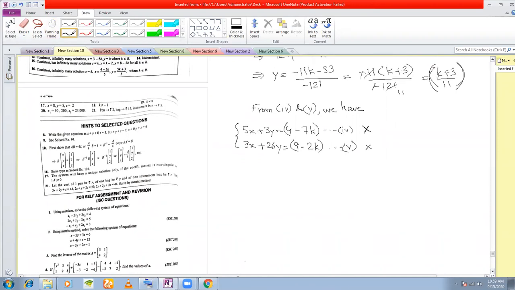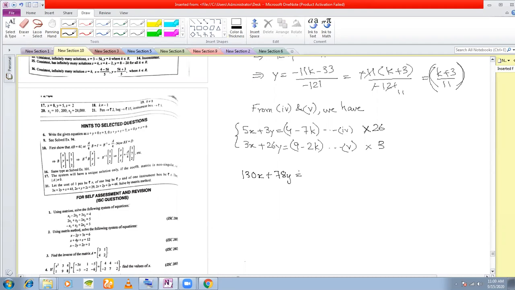So how do I make 3 to 26? Now I multiply. I find what is the LCM of 3 and 26? I think it is 26 into 3, right? So you multiply this by 26, okay, and multiply this by 3, okay. So that is what you are going to get. So 26 into 5 will give you 130x plus 26 into 3 will give you 78.